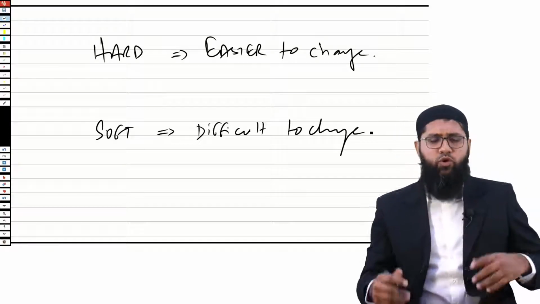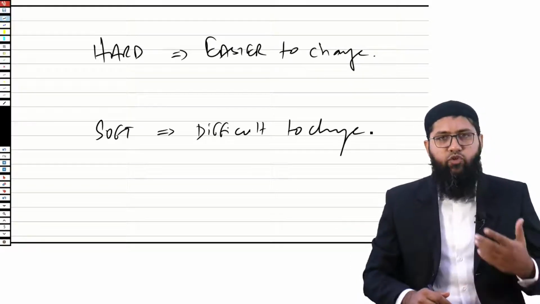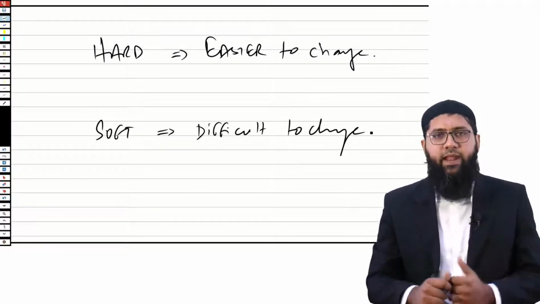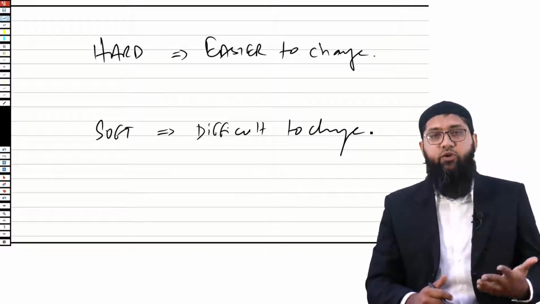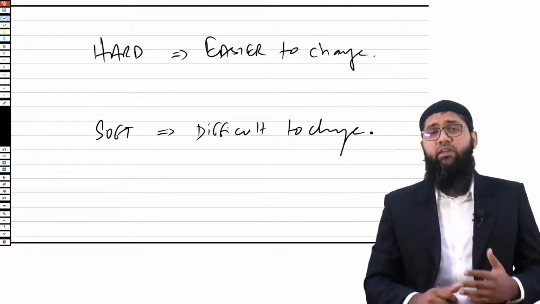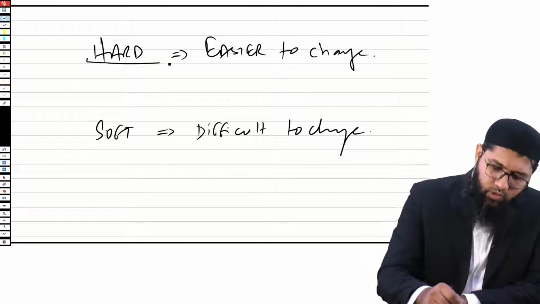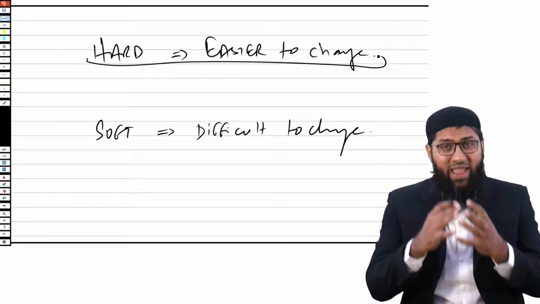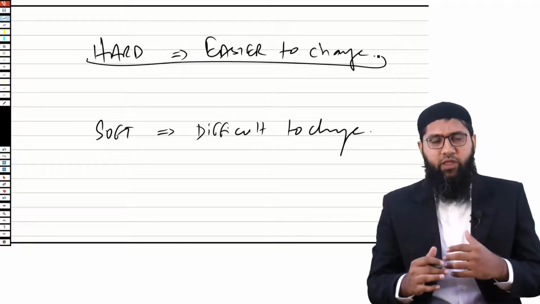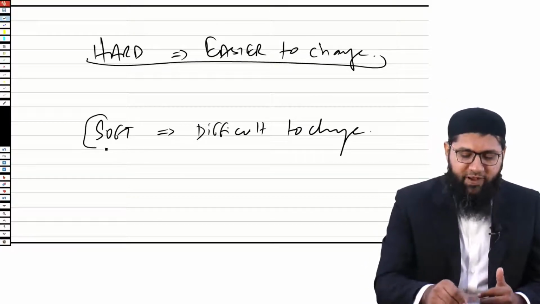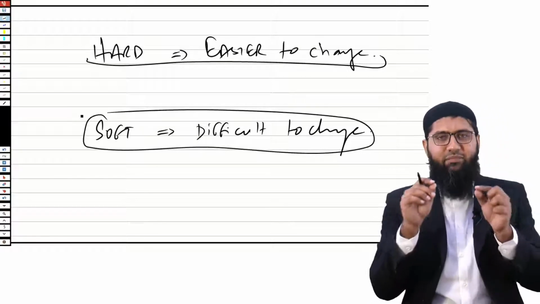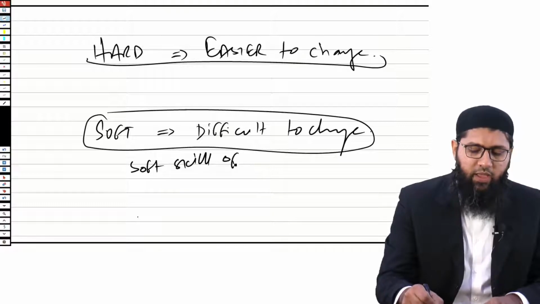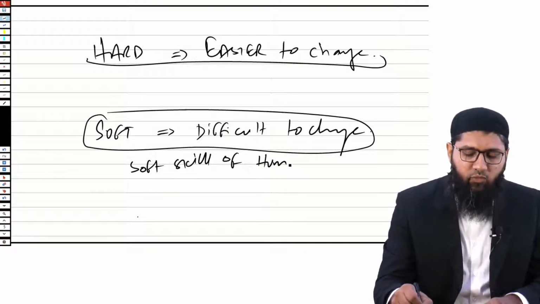Now, what do you mean by this? A lot of you would be like, are you writing the correct thing? Yes, I'm writing the correct thing. Hard elements are easier to change, and soft elements are difficult to change. Now, what exactly do you mean by this? Try to understand why the hard elements are easier to change, and why the soft elements are difficult to change. Because the soft elements refer to the soft skills of the humans involved.